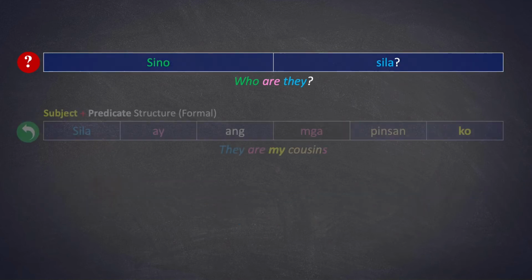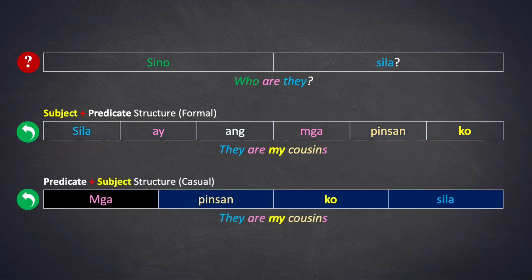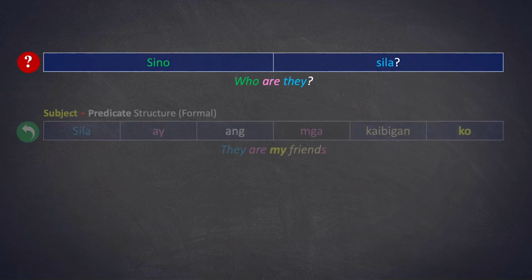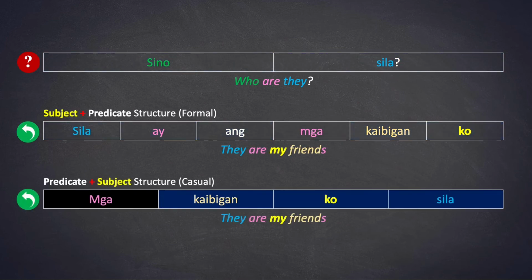Sino sila? Sila ay ang mga pinsan ko. Mga pinsan ko sila. They are my cousins. Sino sila? Sila ay ang mga kaibigan ko. Mga kaibigan ko sila. They are my friends. Here is another set of question patterns. Please be mindful of the placement of the words in the following sentence patterns.